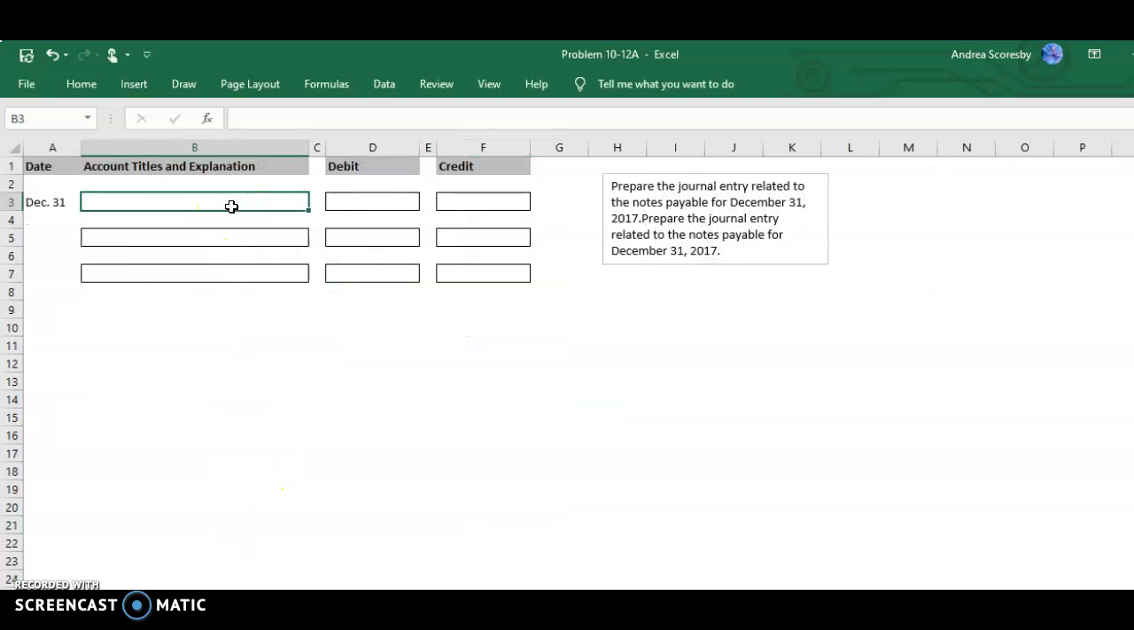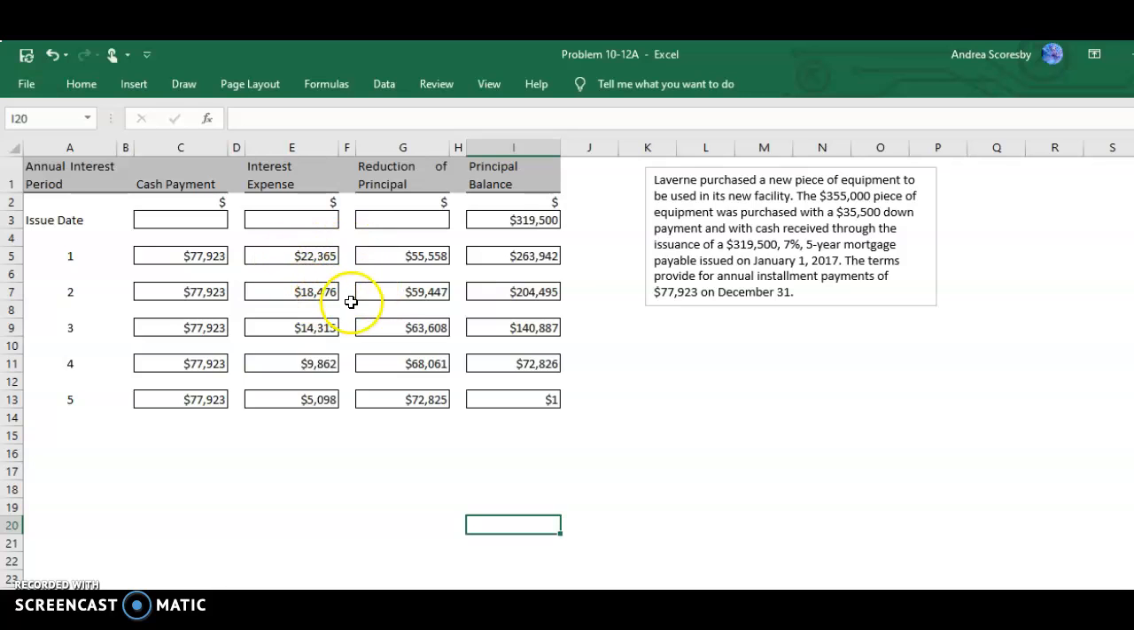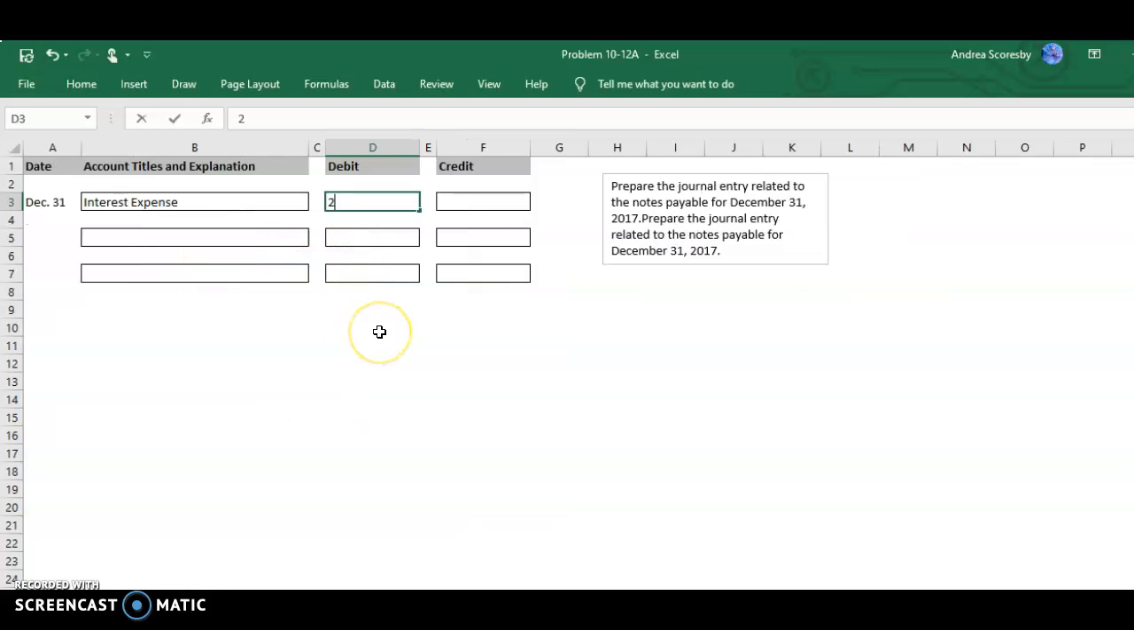Account titles and explanation. We've been asked to prepare the journal entry related to the notes payable for December 31st, 2017. Note that this is only the first year. So we're going to use the interest expense from the first year, and we're going to debit that. If you remember, the interest expense was $22,365.